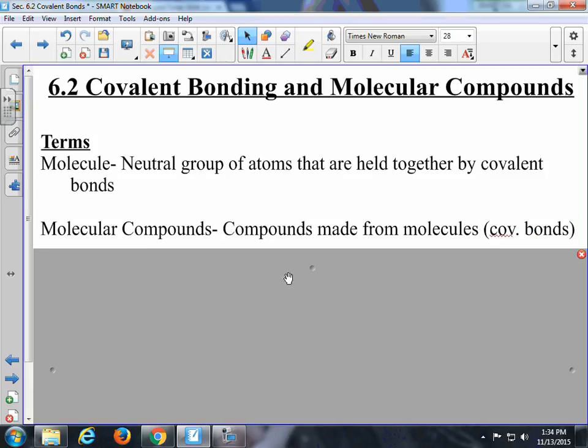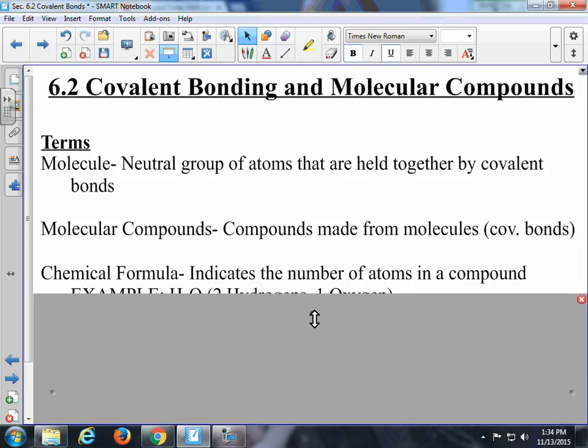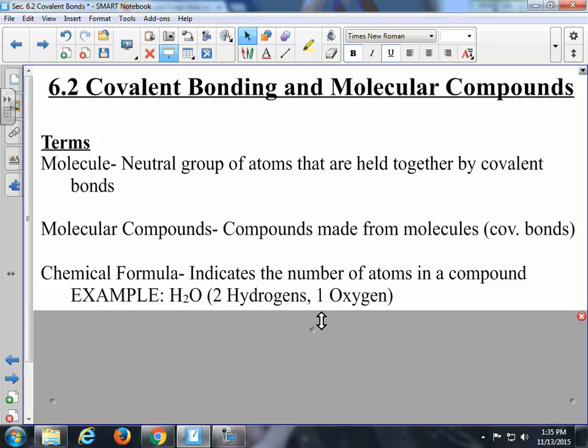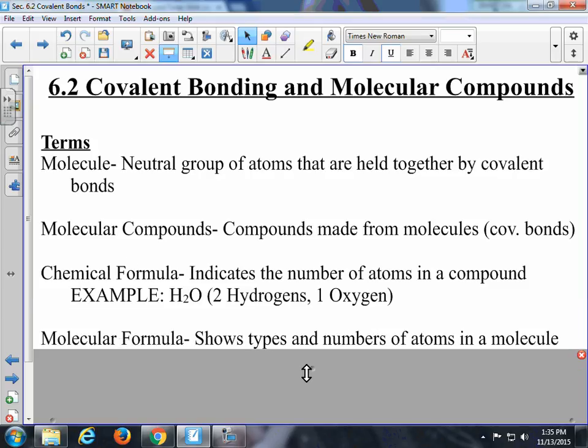Covalent bonds. Next up, chemical formula. We've talked all about this all year long. What is a chemical formula? It indicates the number of atoms in a compound. So for example, H2O means we have 2 hydrogens, 1 oxygen. If we are talking about something more complex like sugars, C6H12O6 would have 6 carbons, 12 hydrogens, and 6 oxygens. We've talked about a wide variety of chemical formulas, just indicating how many atoms are in each.